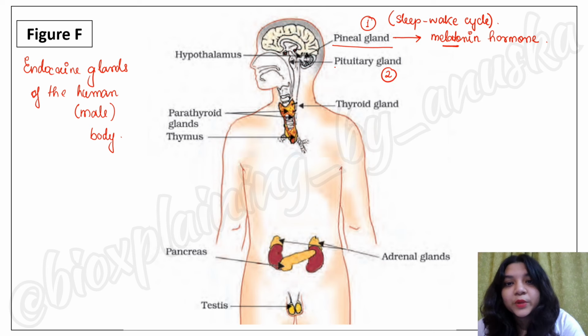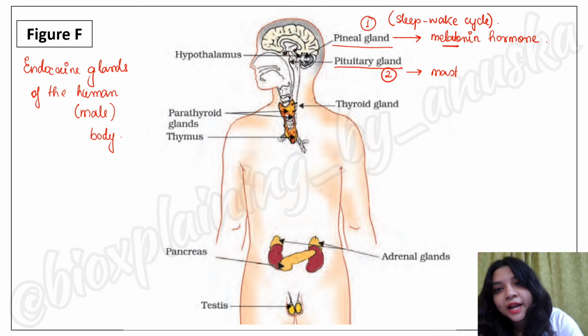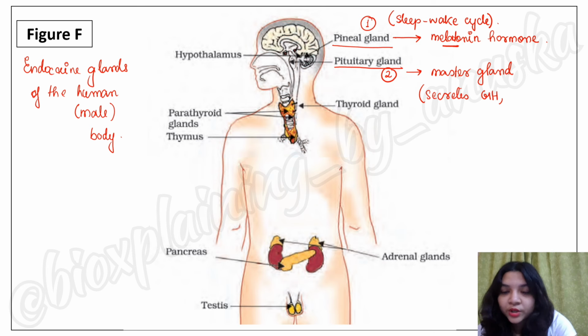Theek hai? Then what is second? Second we have is the pituitary gland. So this pituitary gland is known as the master gland of the body. Master gland. What is its function? What does it secrete? It will secrete growth hormone. I'll write in short. Right? Growth hormone. Then it secretes thyroid stimulating hormone. Then there are different other hormones.